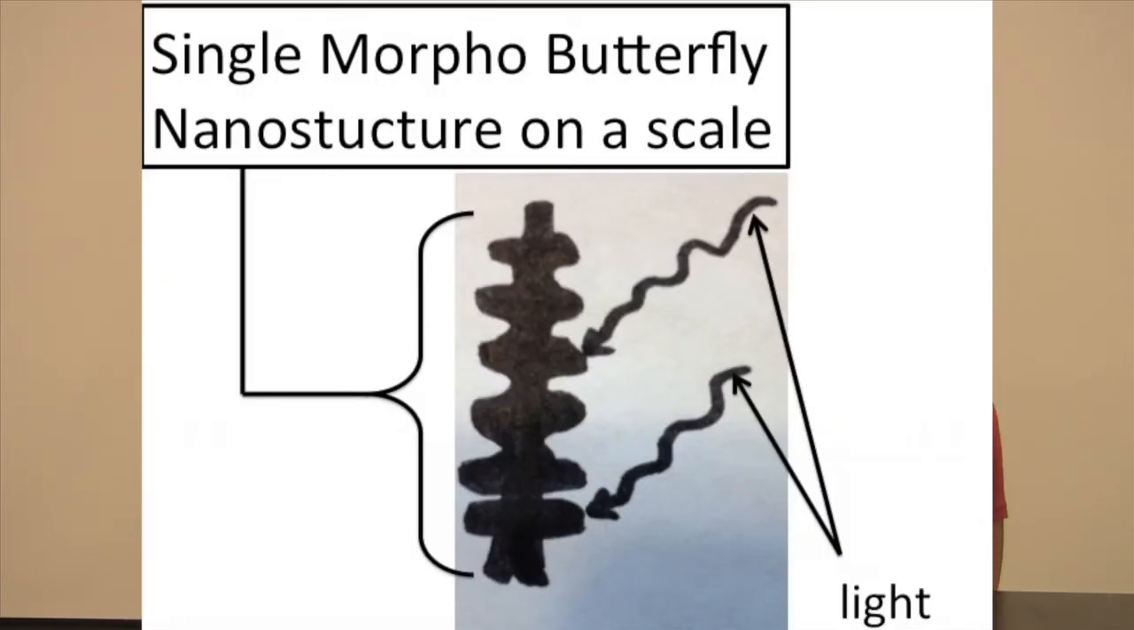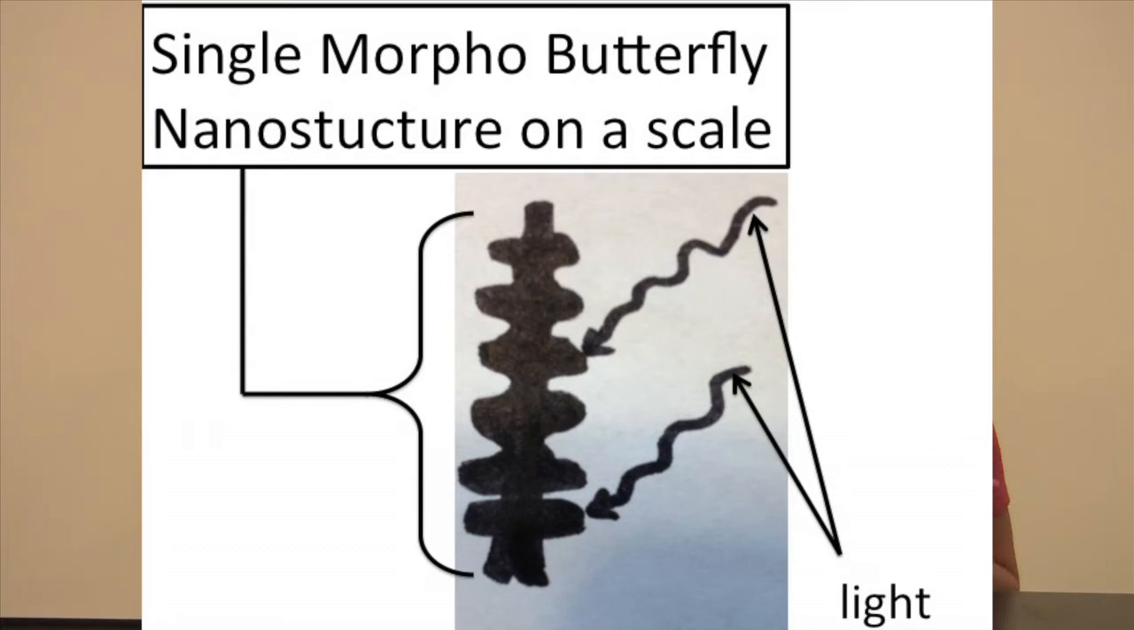The iridescence of a Morpho butterfly's wing is caused by nanostructures found on the scales of the butterfly's wings. So, a nanostructure means that these structures are so small that you can't see them through a microscope, but they're bigger than molecules. So the Morpho butterfly's nanostructure looks like this over here.